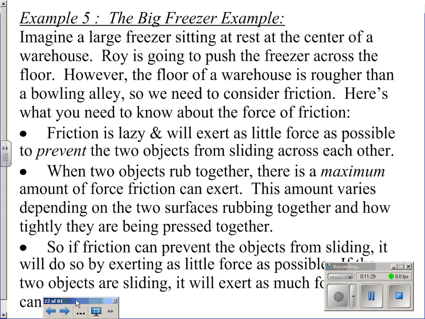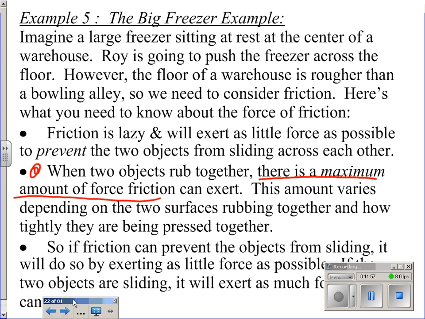Okay, that'll make more sense here in a minute after I do an example. So for now, just jot it down. All right, this next thing is important here. When two objects rub together, there's a maximum amount of force that friction can exert. The amount varies depending on what the two surfaces are and how tightly they're being pressed together. But what you need to know is in any given example, there is a maximum amount of force that friction can exert. Okay, and that's what determines how hard it is to get the object moving.